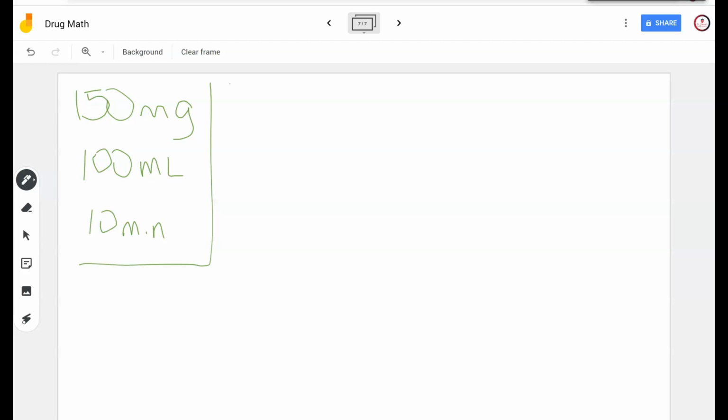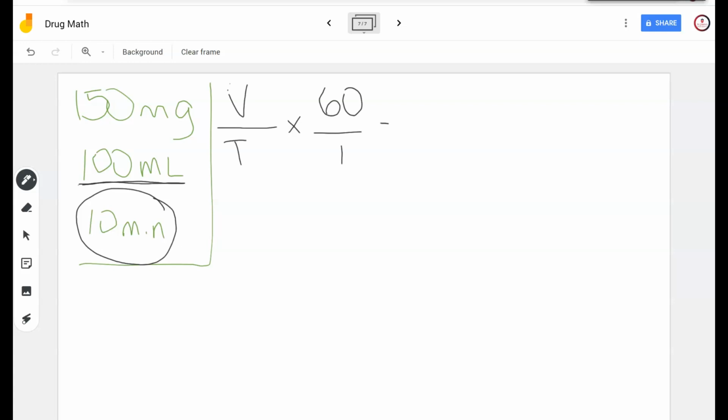But you also need to know that if someone says you're going to give it over this amount of time, and you're mixing it into a significant amount of fluid, you're going to be using volume over time, times your administration set, which I believe was 60 over 1 for a nice placeholder, equals.